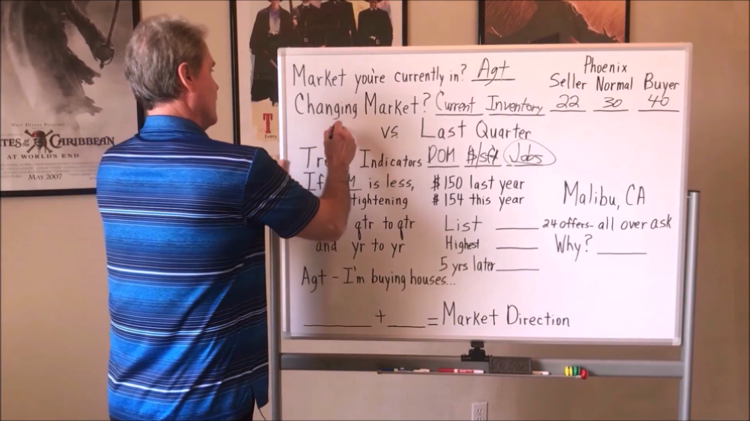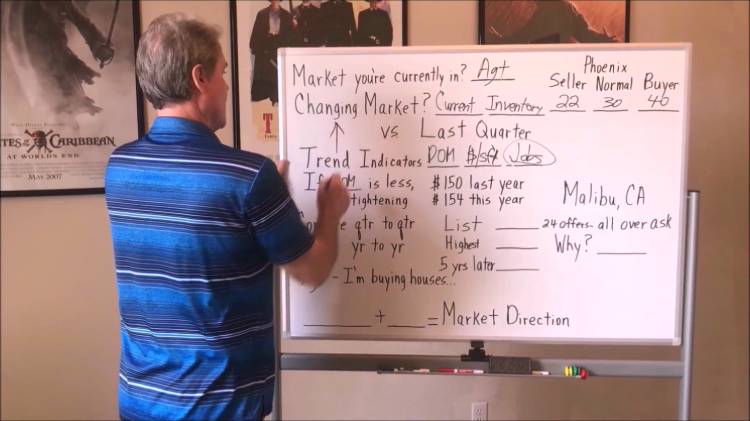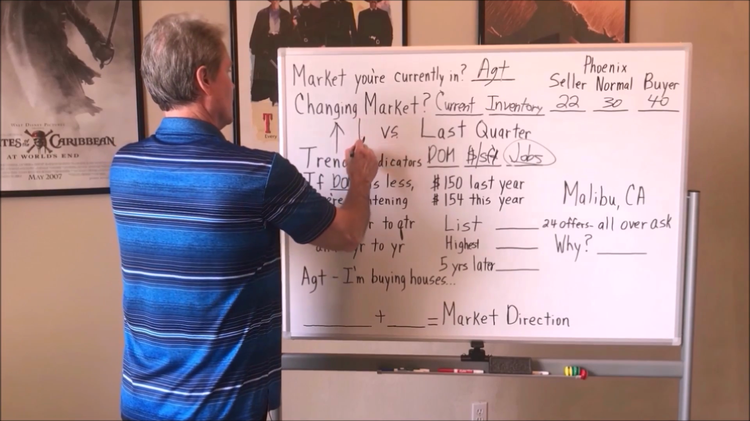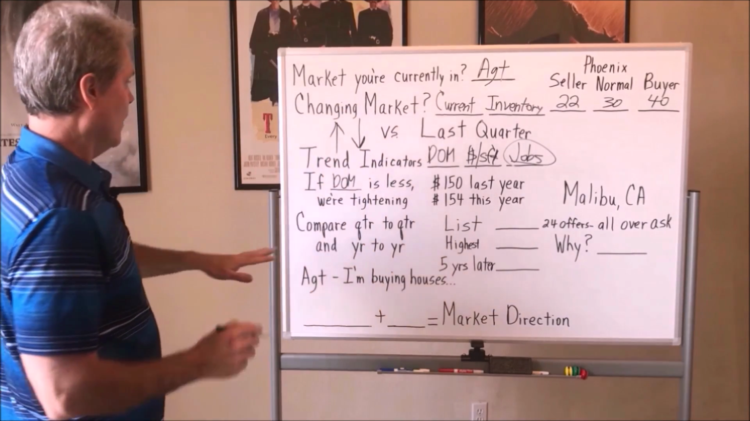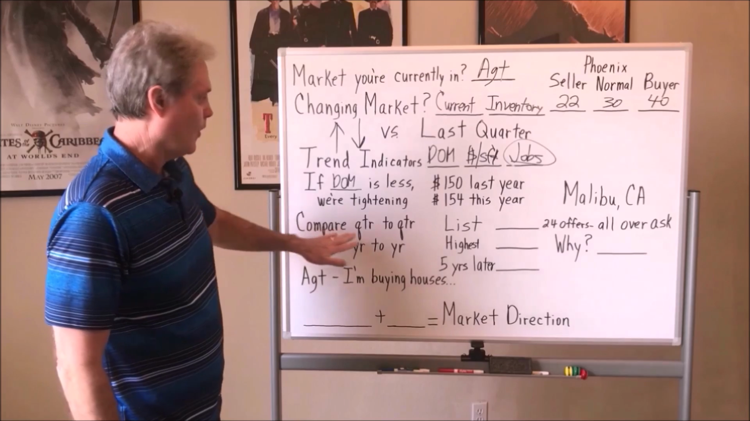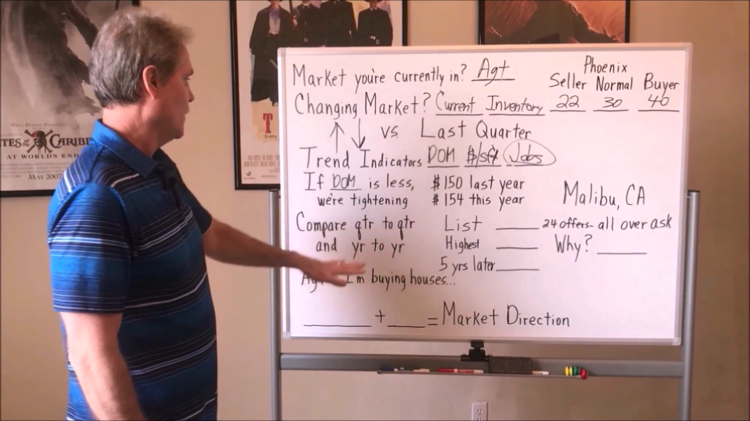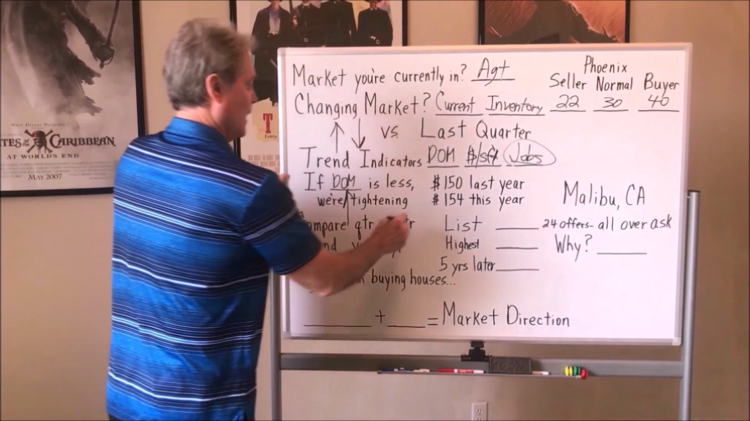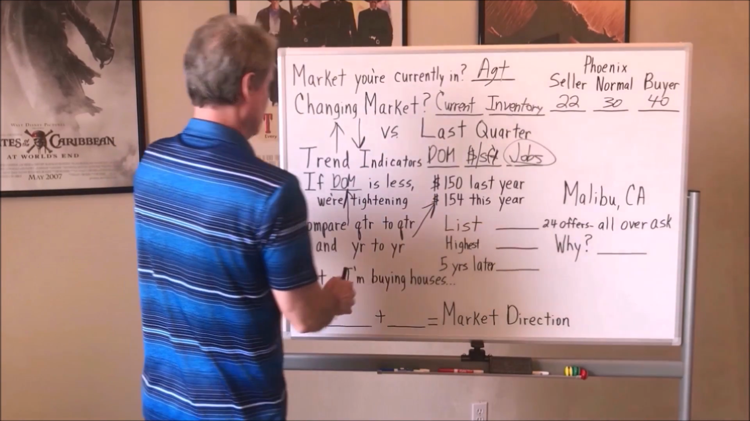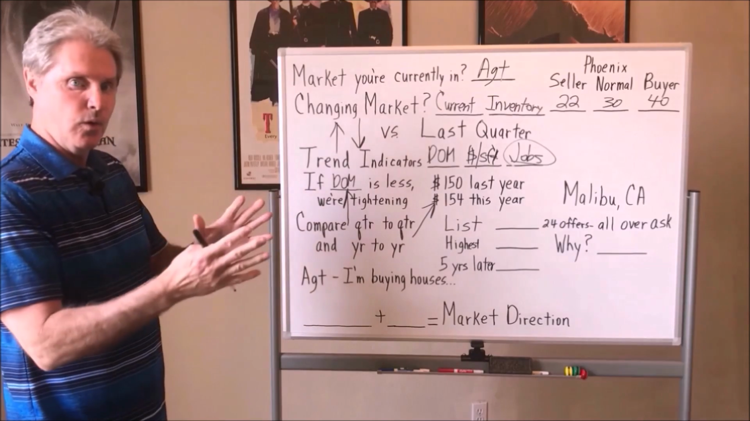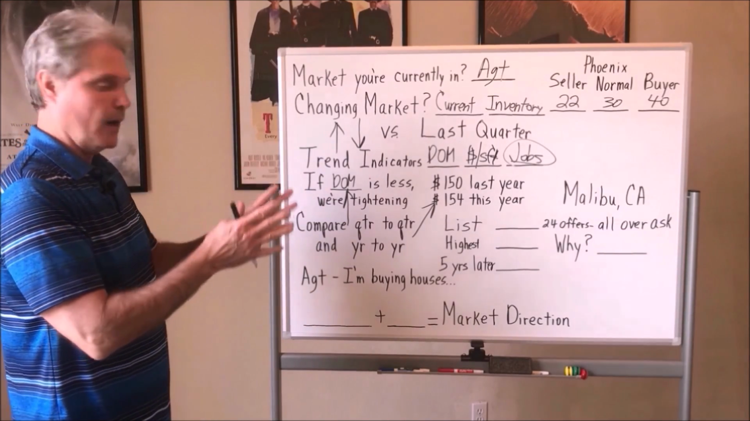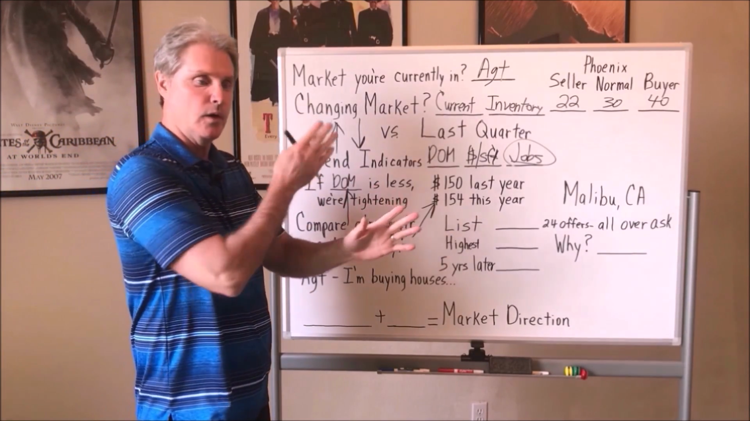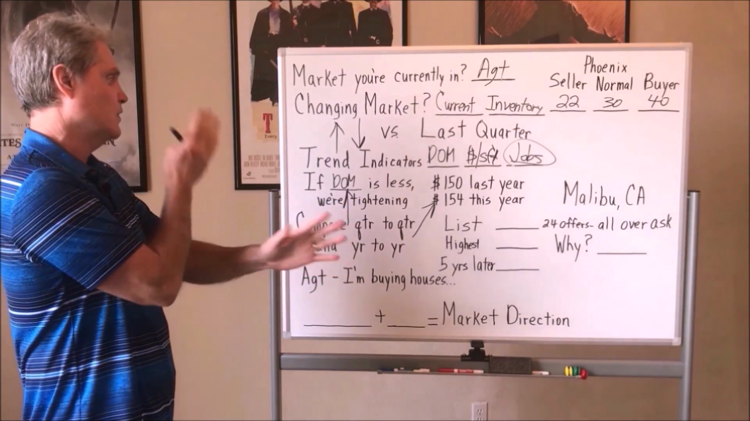Now, we need to figure out, once again, is the trend going up or is the trend going down? And one of the things we do is we compare quarter to quarter and year over year. So when we're looking at days on market and price per square foot, we're comparing quarter to quarter and year over year. Our current situation compared to last quarter, our current situation compared to last year.